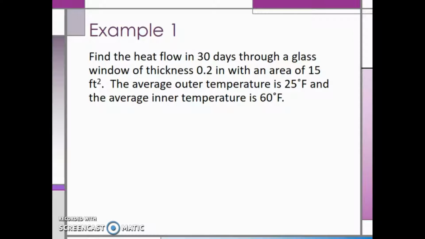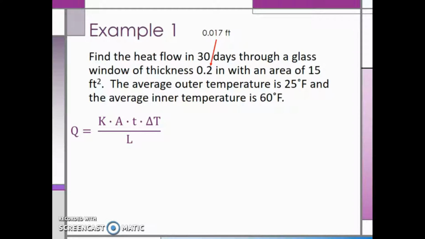First, let's write down what equation we will be using. Q is equal to K times A times t times delta T divided by L. There are a couple of tricks to watch out for in this problem. First, the window thickness is 0.2 inches. However, from a couple slides back, we know that the change in length or thickness has to be in feet, not inches. So you can take 0.2 and divide by 12 to see that this is 0.017 feet.